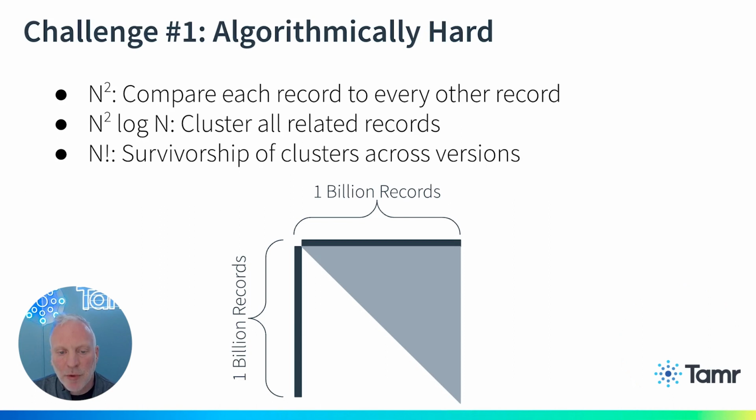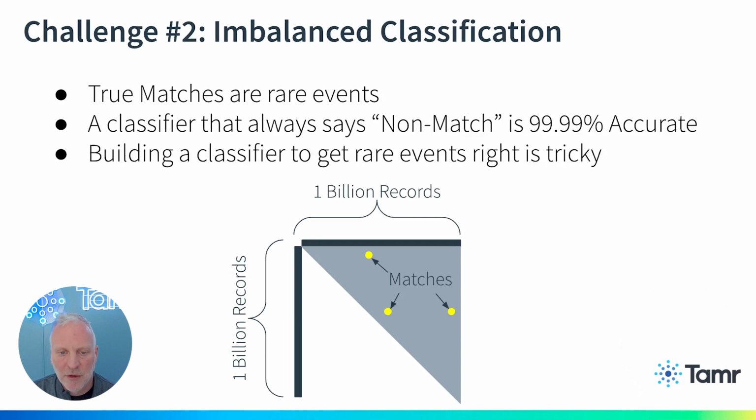And then as we perform clustering successively on different versions of the data, we have an n factorial challenge to determine survivorship across the generations of clusters. Second challenge is that entity resolution at scale is an imbalanced classification problem. This is because true matches are very rare events. So rare that a classifier that always says non-match will be 99.99% accurate.